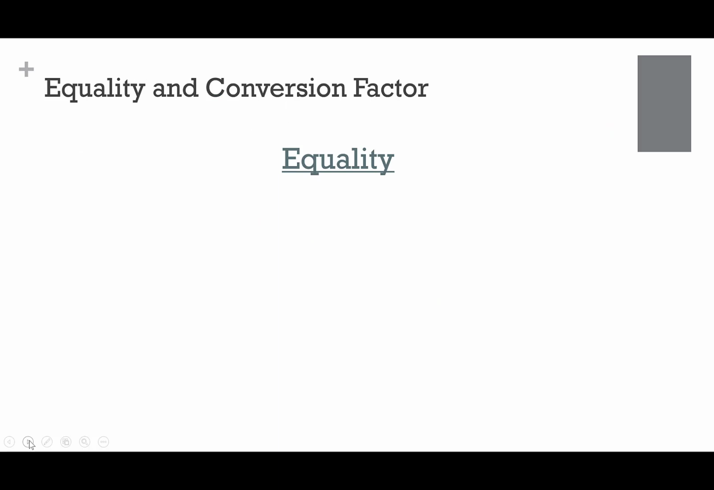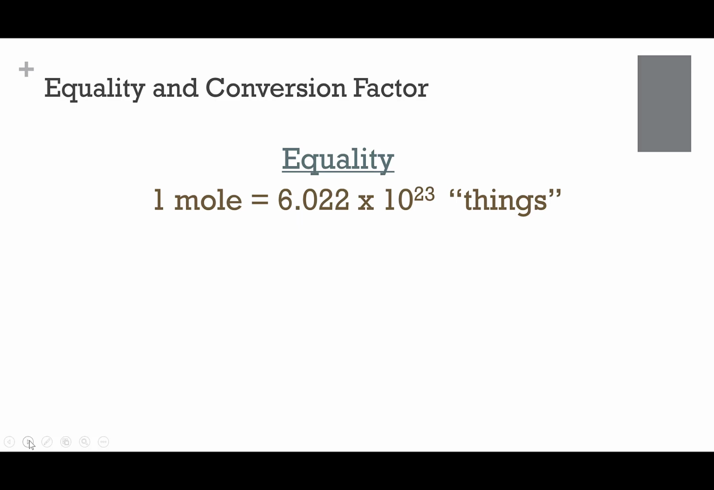So as you saw on the previous slide, I very strategically wrote out Avogadro's number. So I wrote it out like an equality. We saw equalities when we were first introduced to dimensional analysis. So we thought things like 1 inch is 2.54 centimeters. 1 kilometer is 0.621 miles. So we've seen equalities before.